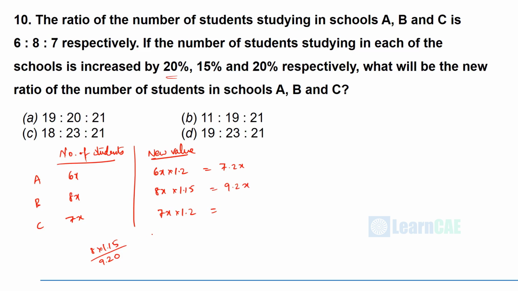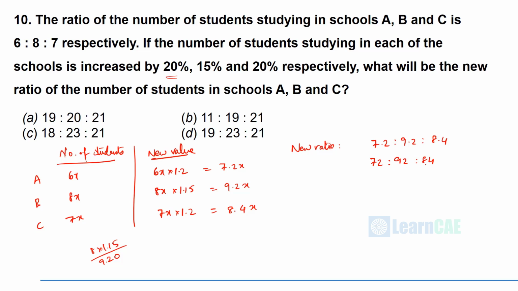And the last one is 7 twos are 14, 7 ones are 7, 8, 8.4x. So the new ratio is 7.2 is to 9.2 is to 8.4. So here we have to keep the ratios without decimals. So we shall multiply by 10 throughout. This is 72 is to 92 is to 84.